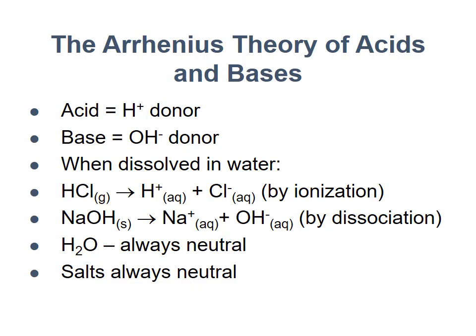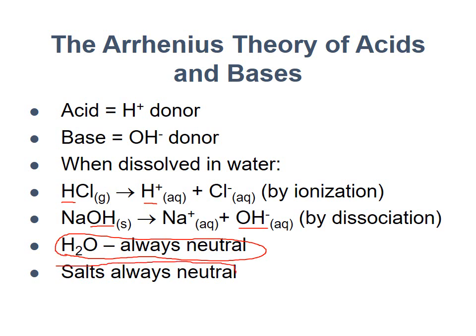So here's our summary of the Arrhenius theory of acids and bases. So for acids like HCl, they ionize to form H plus in solution, whereas bases dissociate to form hydroxide ions in solution. That being said, to be a base you have to have an OH, to be an acid you have to have an H that will ionize and separate. In the Arrhenius theory of acids and bases, water is always neutral. It's neither acidic nor basic because the H plus and the OH minus are equal to each other.